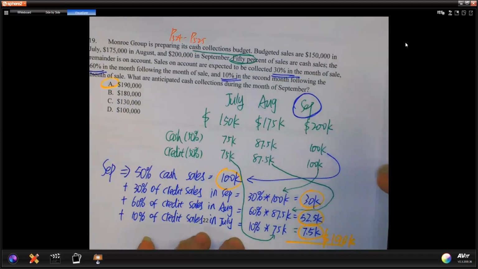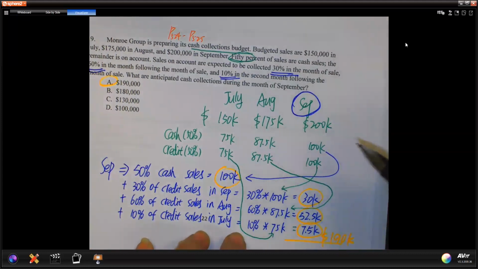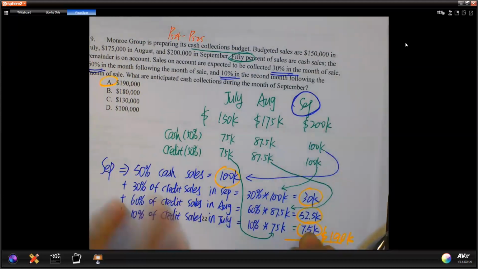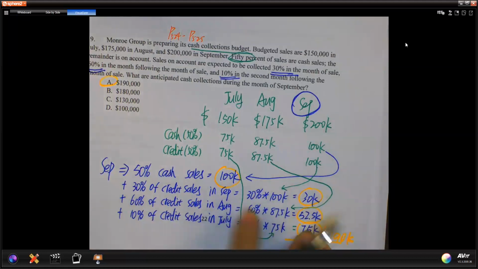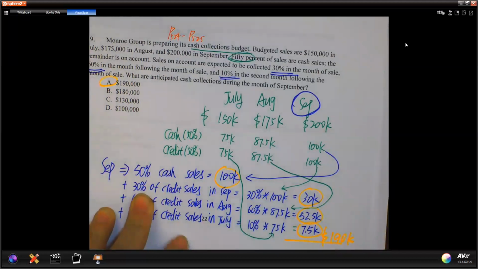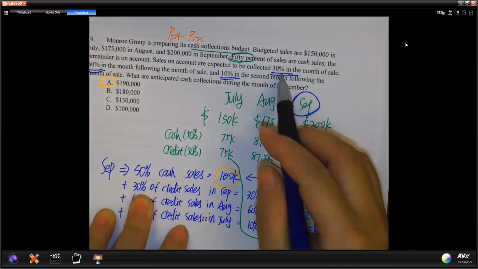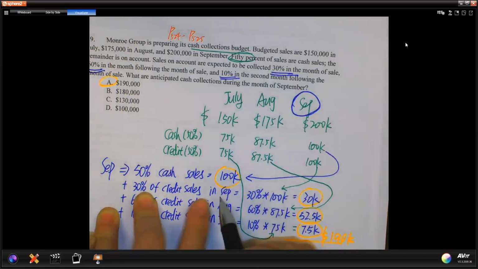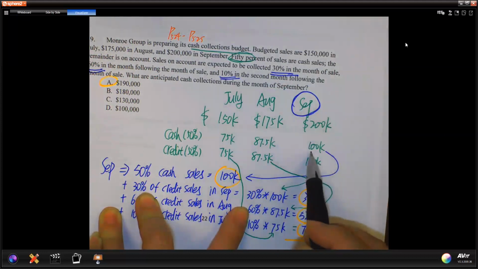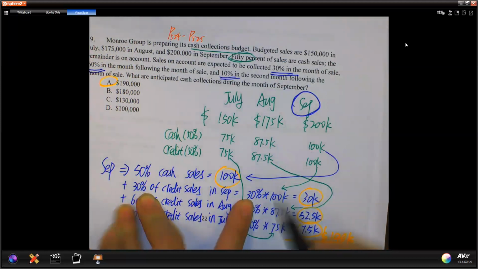So what do you need? Your September, okay, so you will have a collection. 30% of collection in September, 30% in the month of sales of your credit sales, right? In September you totally sold 200, 100 is cash, 100 is credit, and 30% will be collected in September.